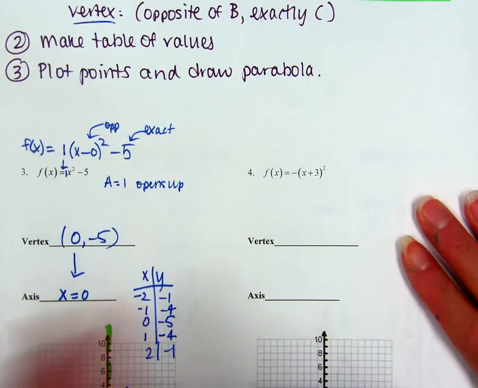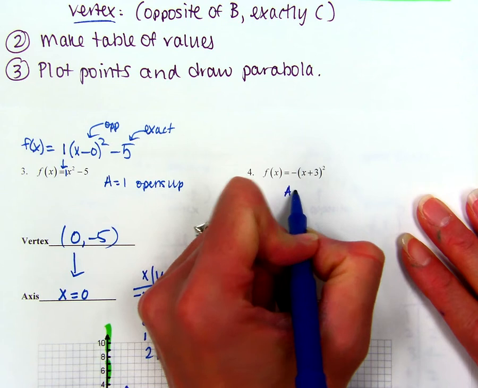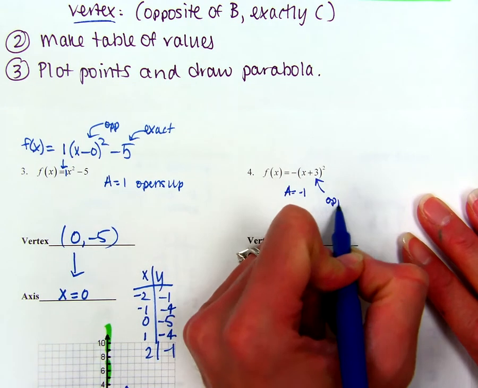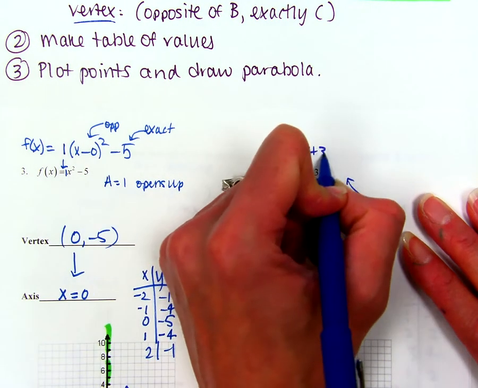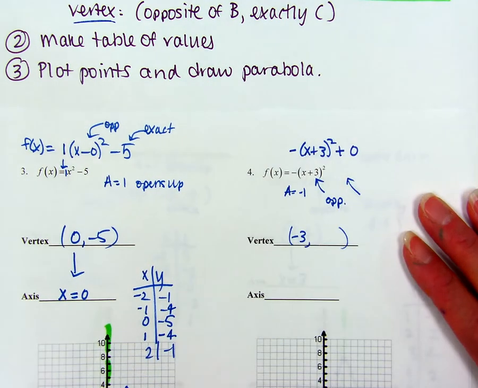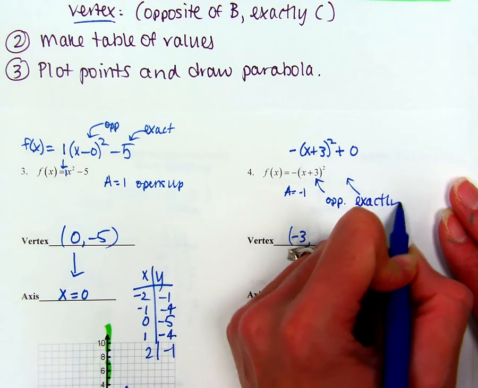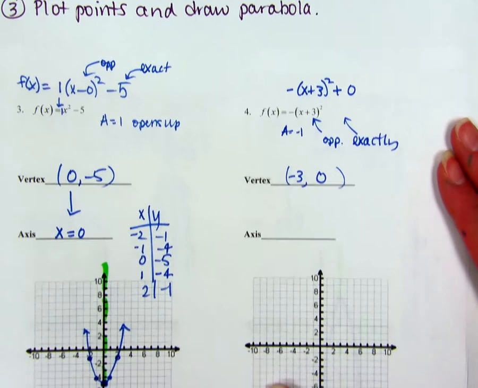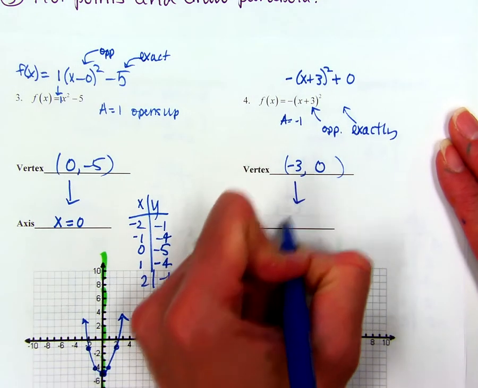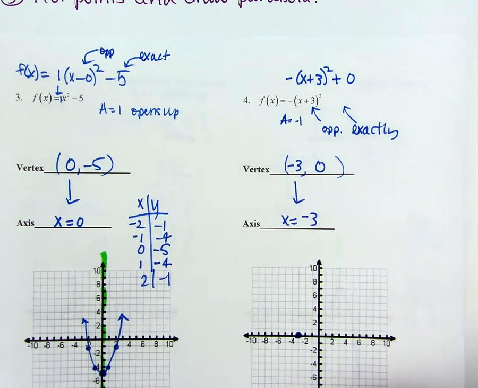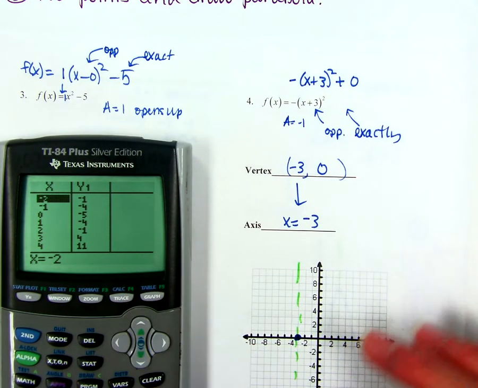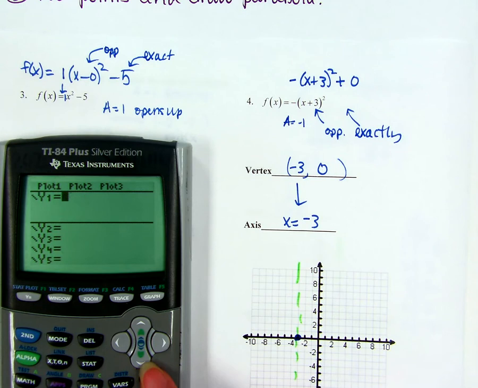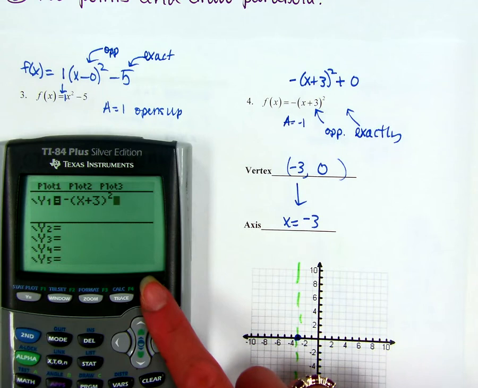Alright, last problem. Notice that we've got an A equals negative 1. We have a B, so you can do the opposite of that. That's negative 3. But there is no C here. Well, if I have nothing that's at the end, that's the same as adding 0. So I need exactly that value, which is just 0. Therefore, my vertex is at negative 3, 0. My axis of symmetry is the x-coordinate. So I'm going to draw a vertical line. And then I'm going to go to y equals. I've got negative (x plus 3) squared. And there was nothing else. You could write plus 0 if you really want to.